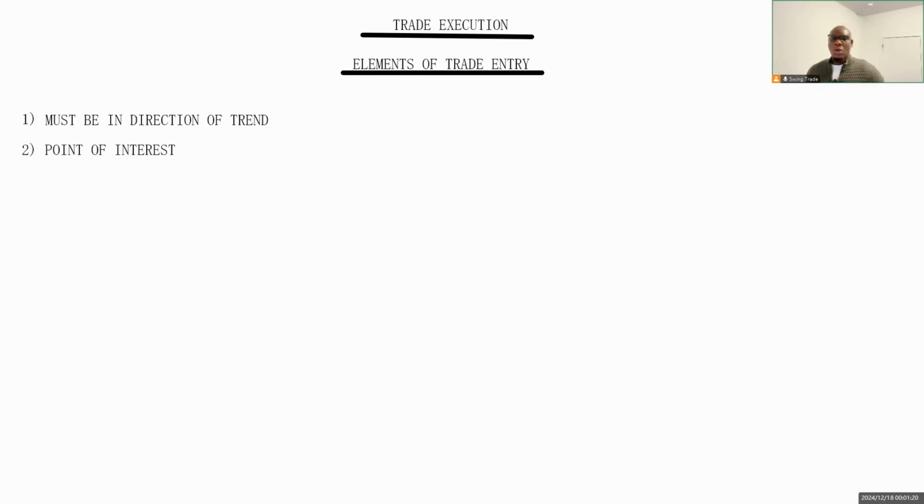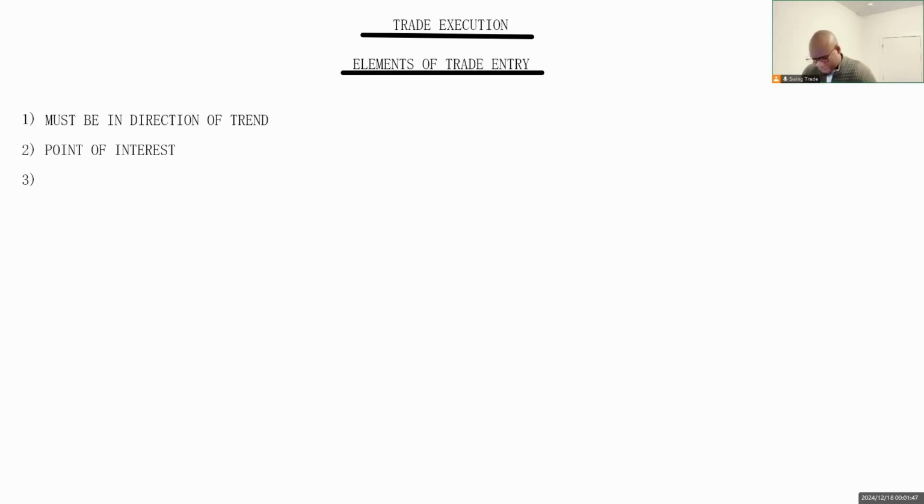So if you do not know the direction the market is going, if you do not know the reason why you want to take a trade entry right there, then your entry is literally just a gamble, right? So you must know the direction of the trend. You must know the point of interest, right? Point of interest meaning what is driving the reason why you think the market will reject at this level before you even think of discussing entry, right?